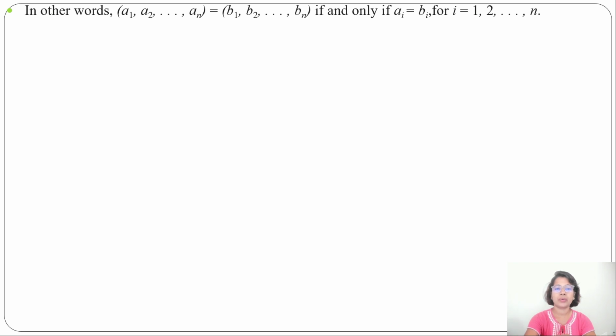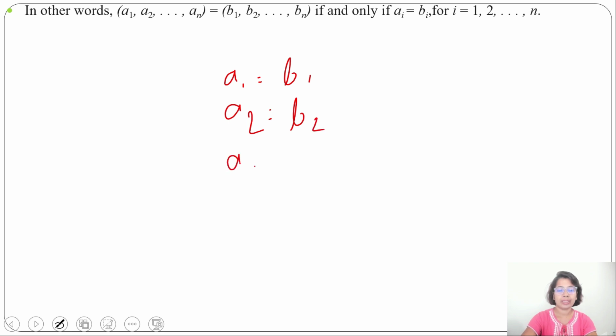In other words, we can say (A1, A2 up to An) equals (B1, B2 up to Bn) if and only if Ai equals Bi for i equal to 1, 2 up to n. That means A1 equals B1, A2 equals B2, A3 equals B3, An equals Bn. Then we can say both are equal.